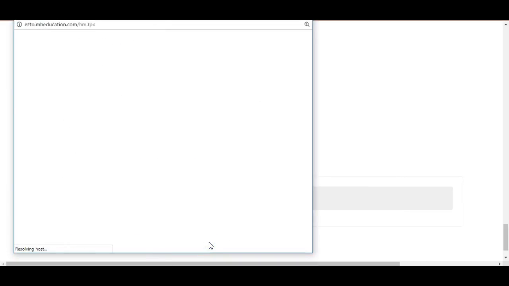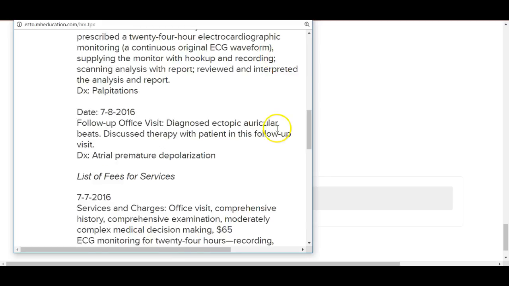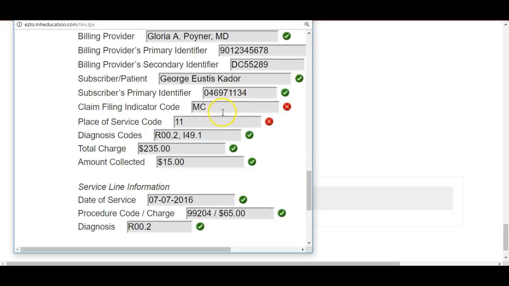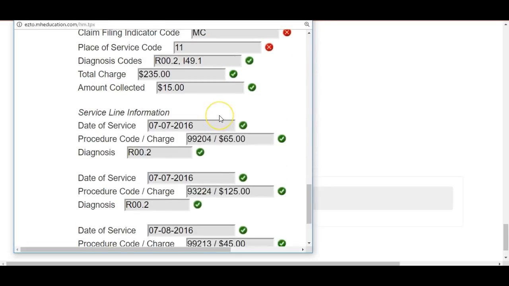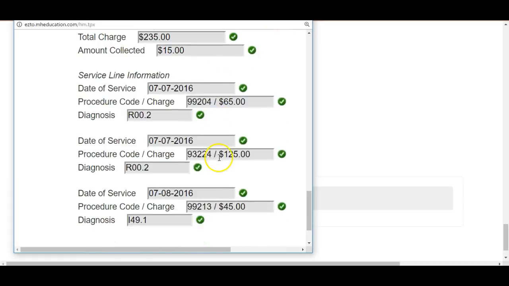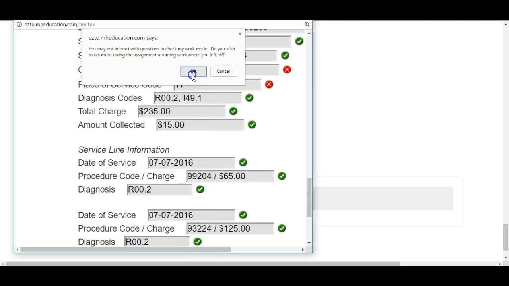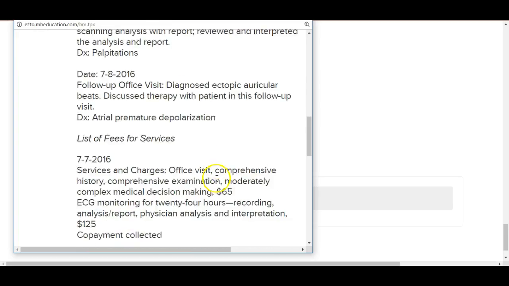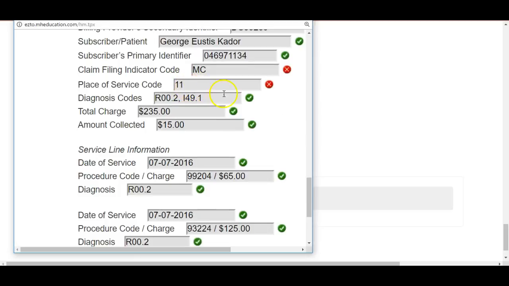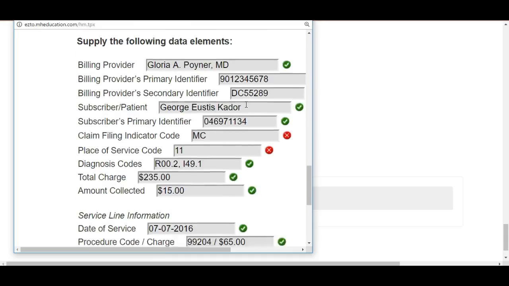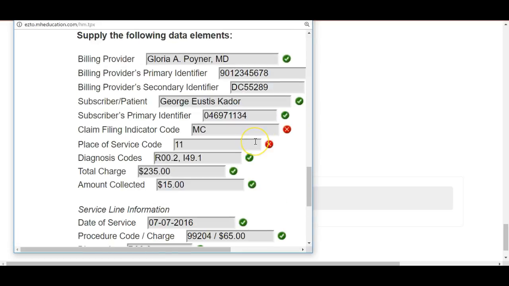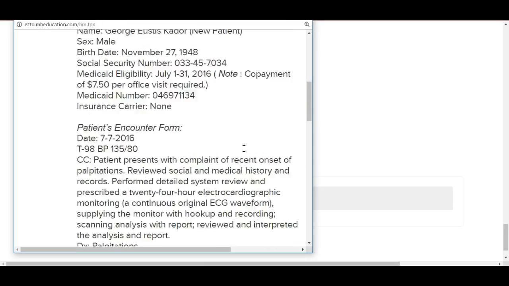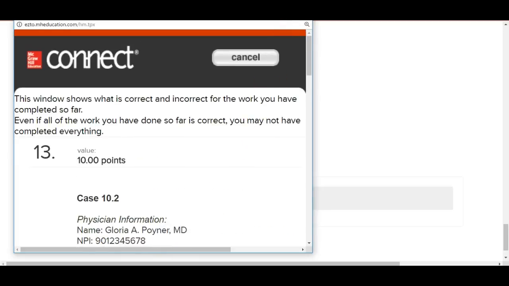And let's just check all of it, just for fun. Claim filing indicator code is Medicare, Medicaid. I wonder if you type Medicaid in there if it'll work, but I can't because I'm an instructor. If you type Medicaid in there, it might work, but MC is fine with me. And the place of service code is 11. I'm good there, good there, good there. I think we're good. So that's good for that one.